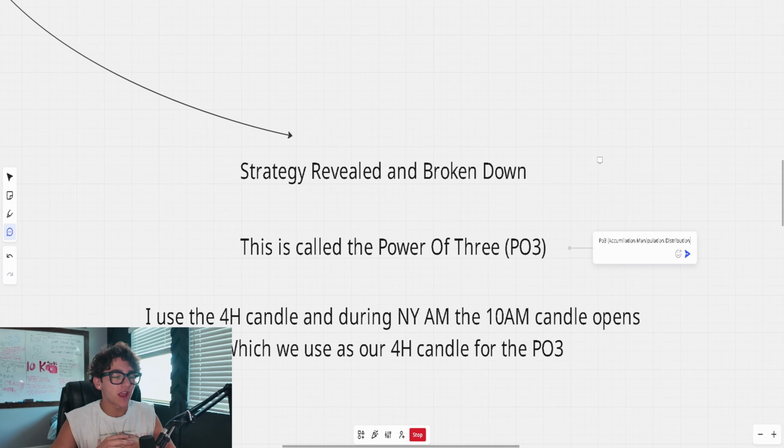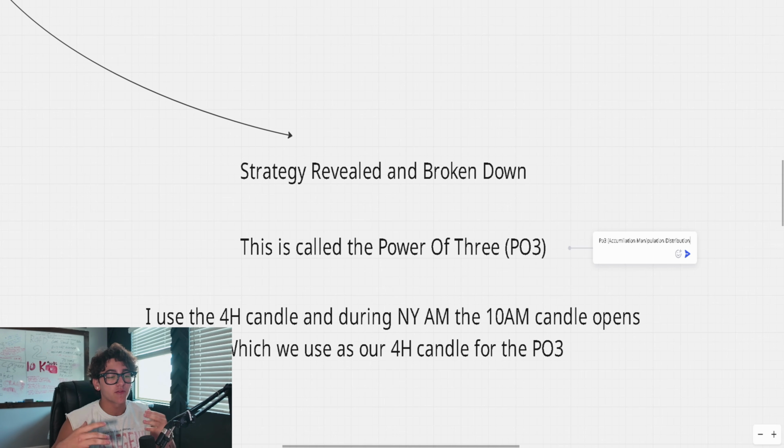So what the Power of 3 actually is: accumulation, manipulation, and distribution. As you guys can see, this is all the Power of 3 is. It's based on accumulation, manipulation, distribution, and these are known things about the market. It's how it moves. A lot of times when we have big moves that people like to catch trades on, it's normally on the distribution aspect of the market. But the Power of 3 is basically how the market moves on the higher time frames.